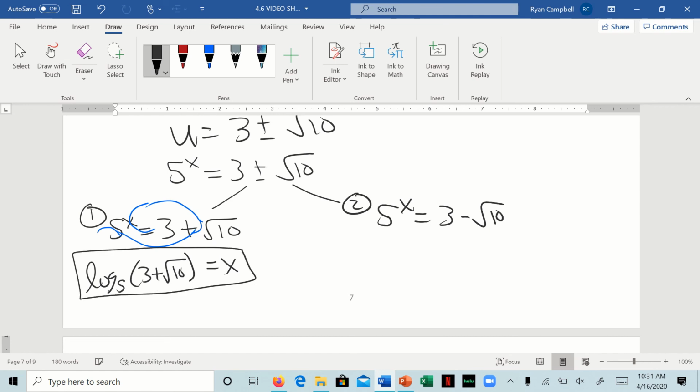So here's our exact answer. Then we plug that into a calculator. We see that x is going to be about 1.13.